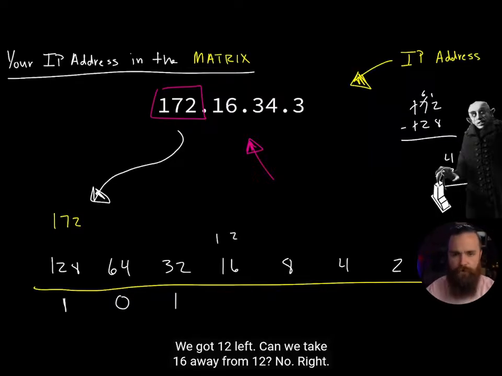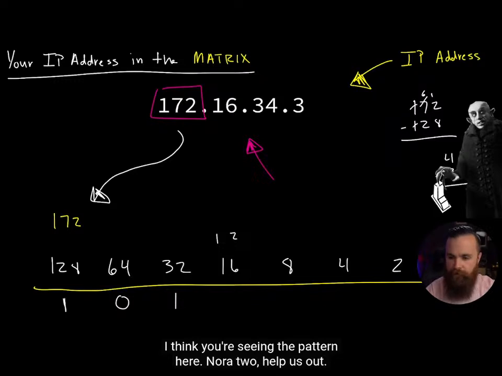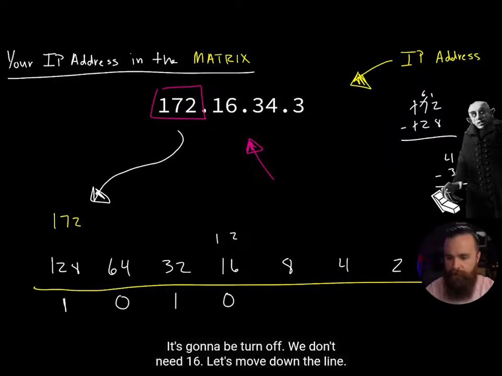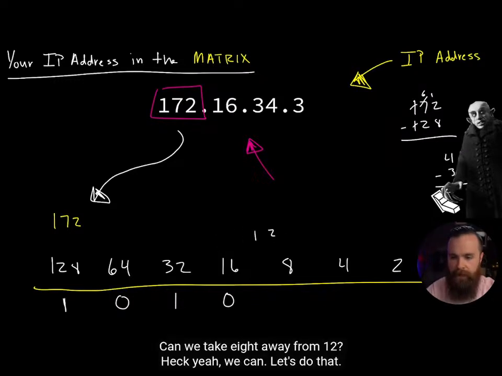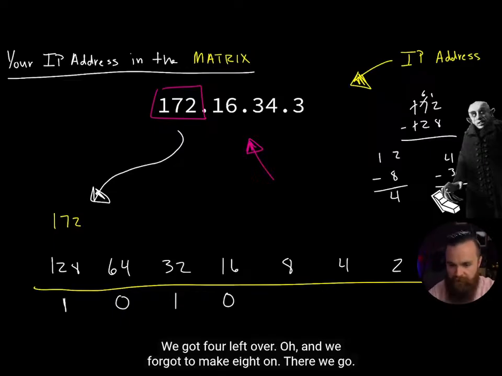Can we take 16 away from 12? No, right? I think you're seeing the pattern here. Nosferatu, help us out. It's gonna be turned off. We don't need 16. Let's move down the line. Can we take 8 away from 12? Heck yeah, we can. Let's do that. We got 4 left over. Oh, we forgot to make 8 on. There we go. Let's move on down the line.